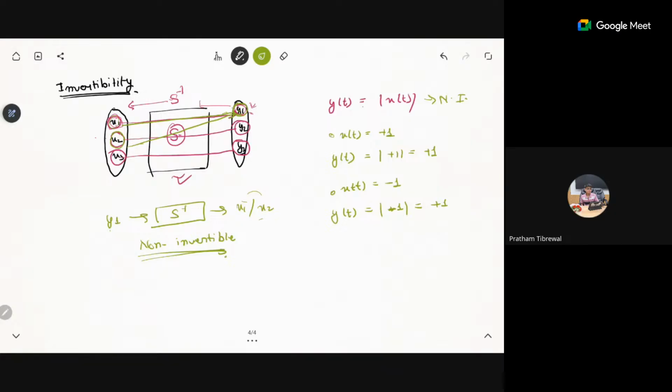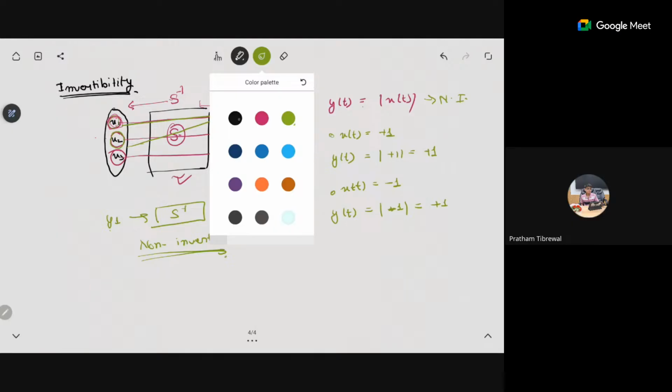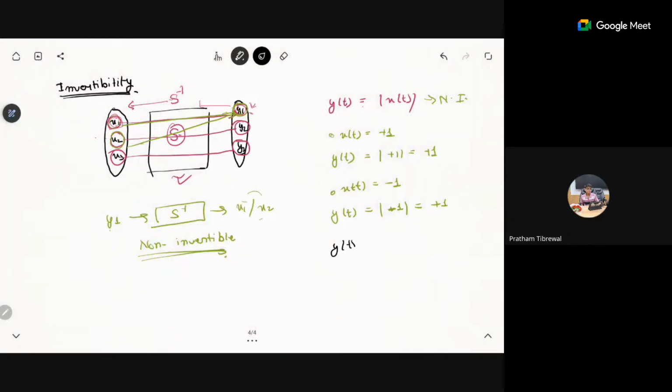Now I will take another example. y(t) is equal to x of t minus 2. Is it invertible or non-invertible? Yes, it's invertible, because on adding 2 to both sides it becomes invertible. Yes, because for each value of t you will have a different value of your output.